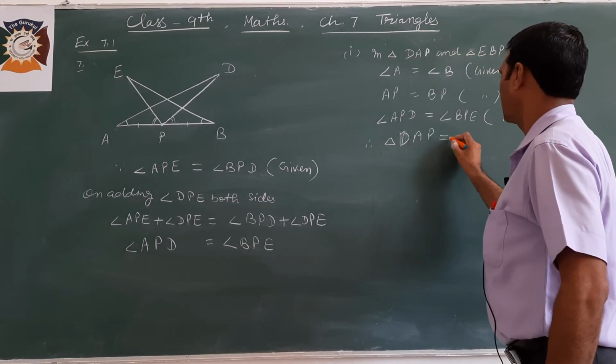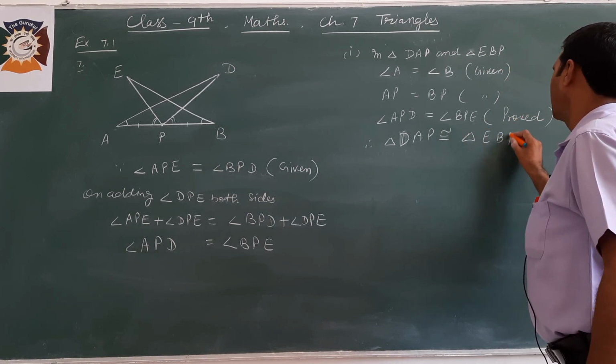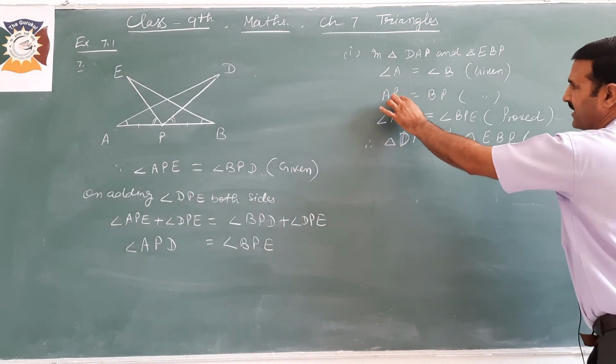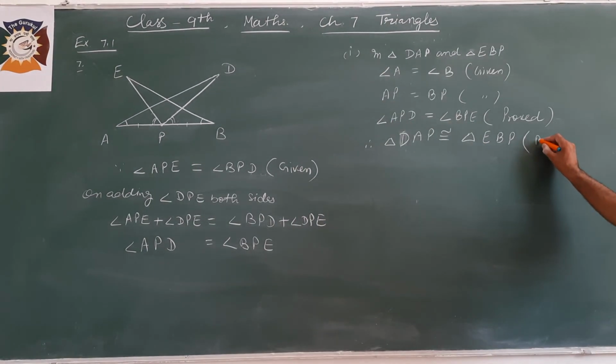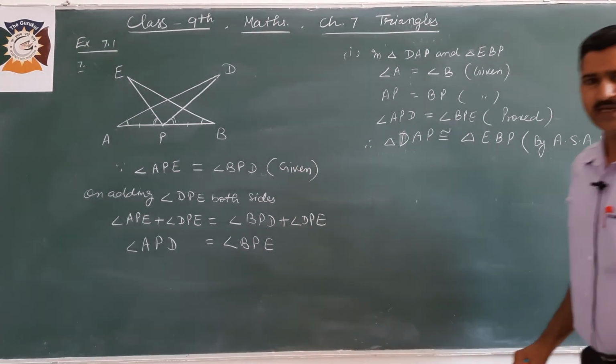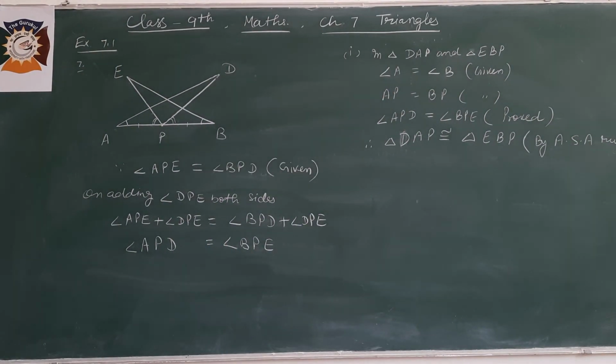Therefore, the two triangles, triangle DAP congruent to triangle EBP, by which congruency rule? Angle side angle. By angle side angle rule of congruency. This was the first part of this question, and second part, AD is equal to BE.